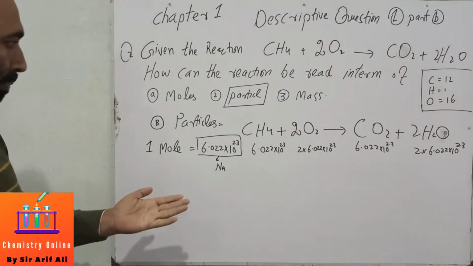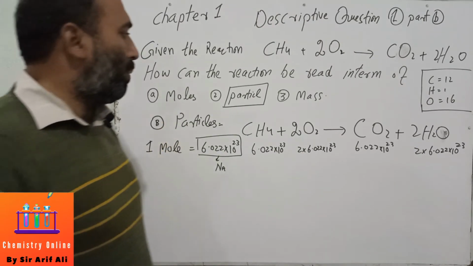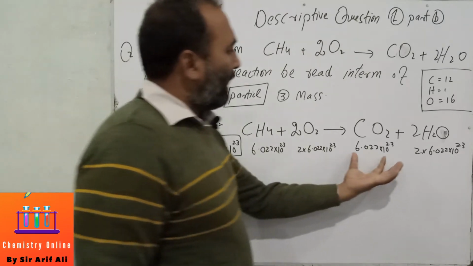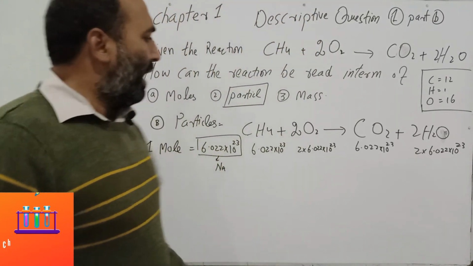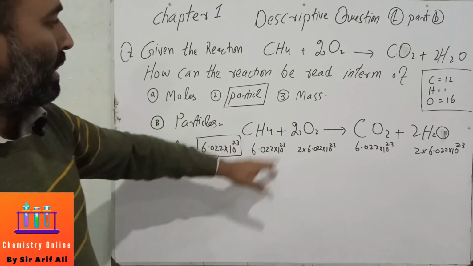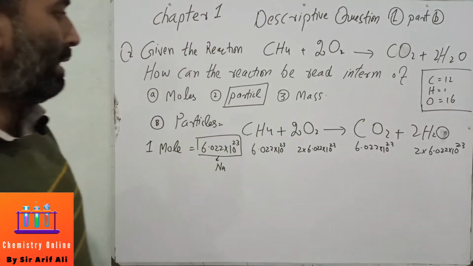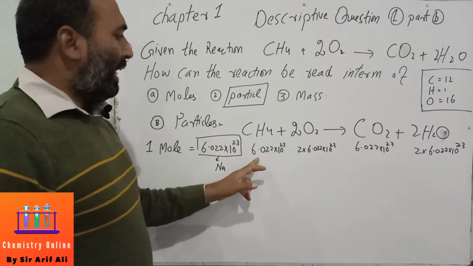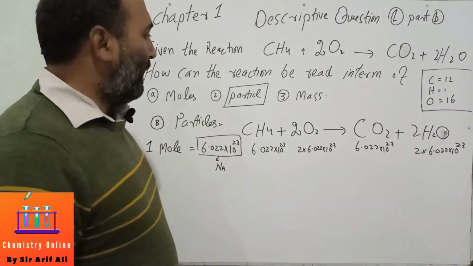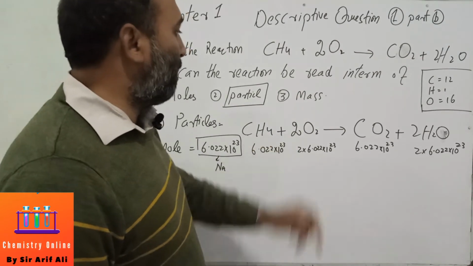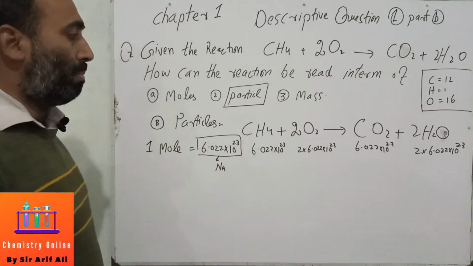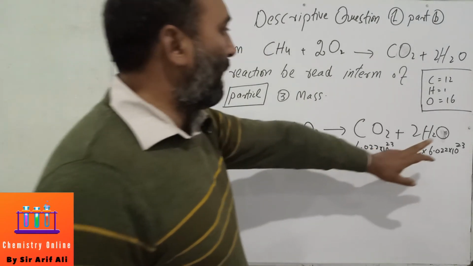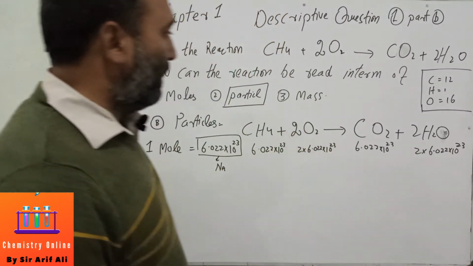So now, the second part is also very easy. What we have to do? We need to read the reaction in terms of particles. And we have already calculated the particles present in the given amounts of the reactants and the product. So finally, the reaction can be read as 6.022 × 10^23 molecules of methane react with 2 multiplied by 6.022 × 10^23 molecules of oxygen to produce this many molecules of carbon dioxide and this many molecules of water.